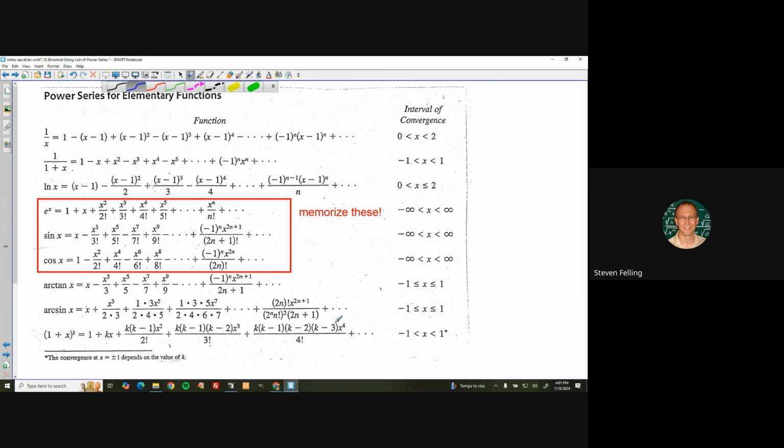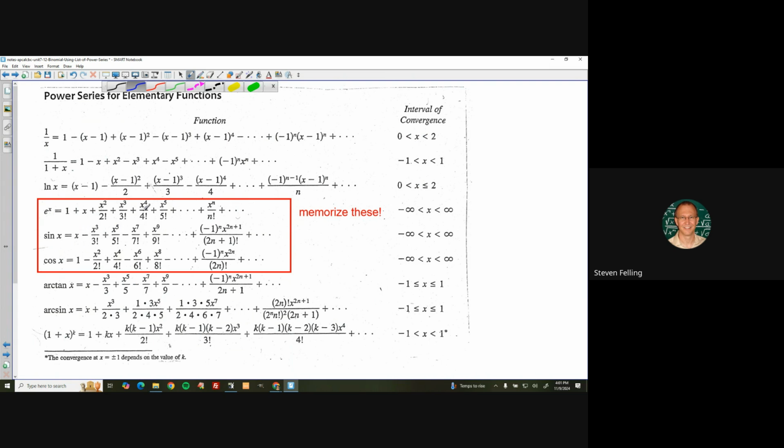These particular ones, e to the x and sine x and cosine of x, are all straight power series of x, centered at 0. So I'm going to show you how I remember these forms. And then if I need to come up with this, I try to figure it out from writing out the terms.